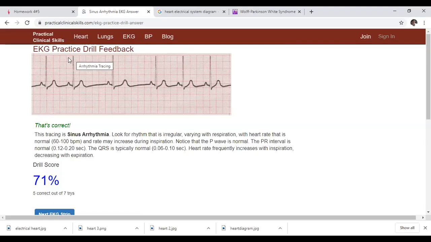This R, and then how many large boxes is this R from this R? 1, 2, 3, 4. Okay, so 4 boxes in between the first set, right? But how many are between the next two? Let's see. 1, 2, 3, 4, 5, 6. So that's not in rhythm. So that is a sinus arrhythmia. It looks normal, but you've got to look at it. Make sure they're all uniform, right? For it to be normal sinus rhythm, it's got all its parts and everything's the same distance from each other.